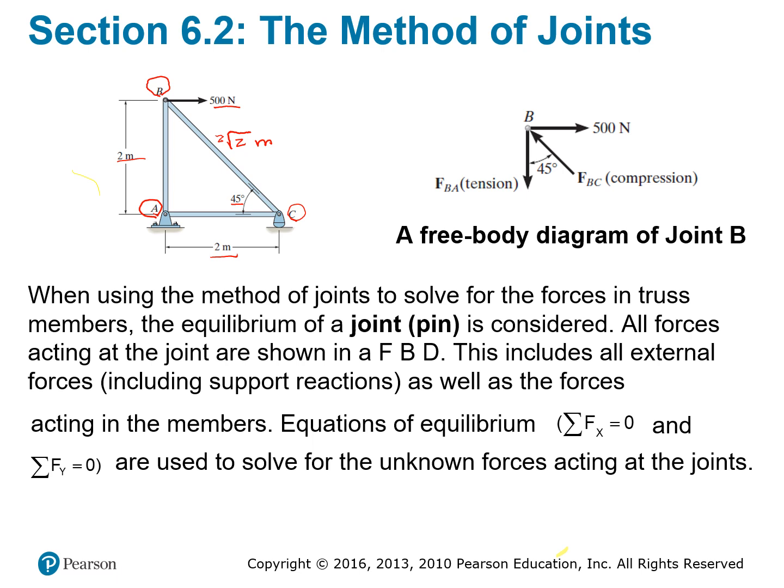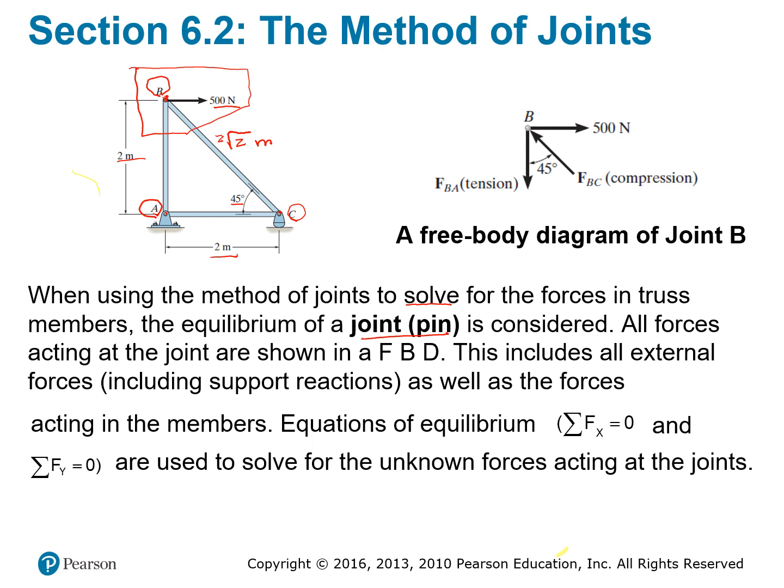Okay, so when you want to solve for the force using the joint method, you look at the point, which is a pin, for each one of these points. And you can select any of the pins to start with. So let's say we are looking at the pin at B here, and we want to draw a free body diagram of this point.